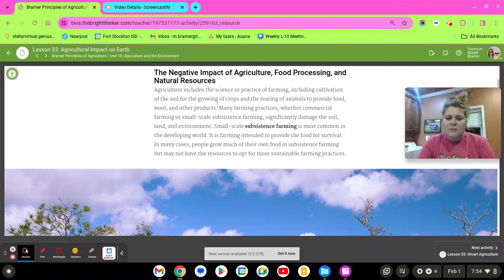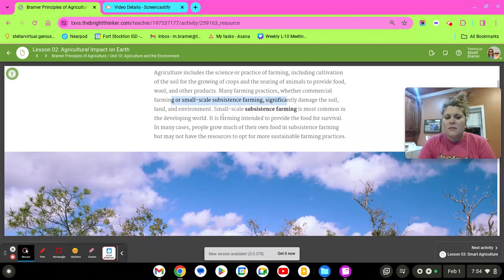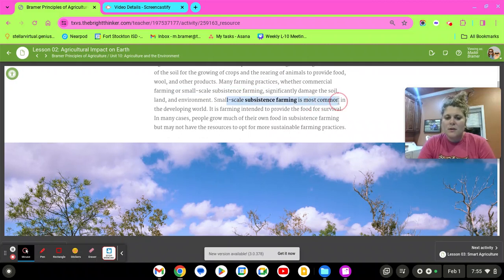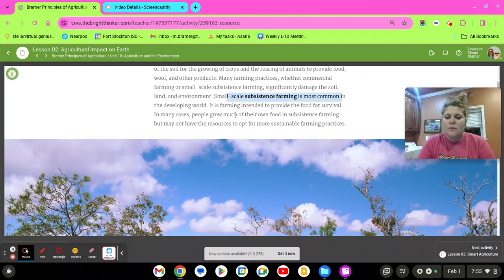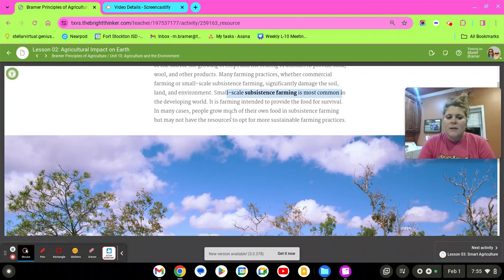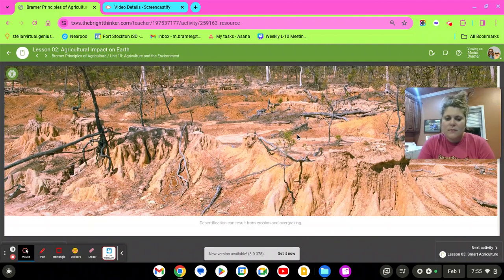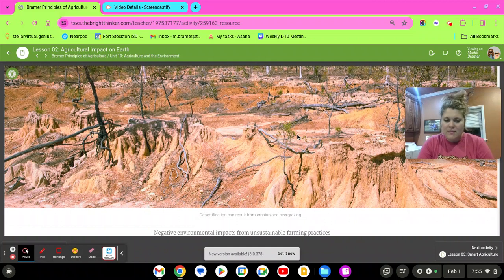Many farming practices, whether commercial farming or small-scale subsistence farming, can damage the soil, land, and environment. Small-scale subsistence farming is most common in the developing world. It's farming intended for food just for surviving. In many cases, people grow much of their own food in subsistence farming, but may not have the resources to opt for more sustainable farming practices, so they're not really benefiting the environment.